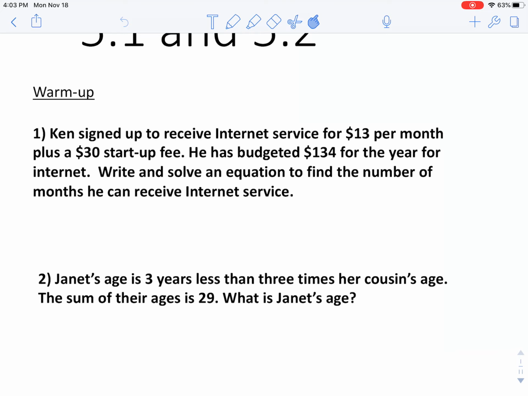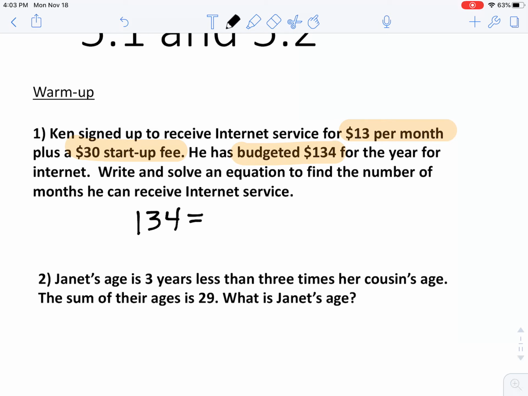All right, for number 1, Ken signed up to receive internet service for $13 per month plus a $30 startup fee. He has budgeted $134 for the year for internet. Write and solve an equation to find the number of months he can receive internet service. So the information we know: $13 per month, $30 startup fee, he's budgeted $134. So we're going to set our equation equal to $134.